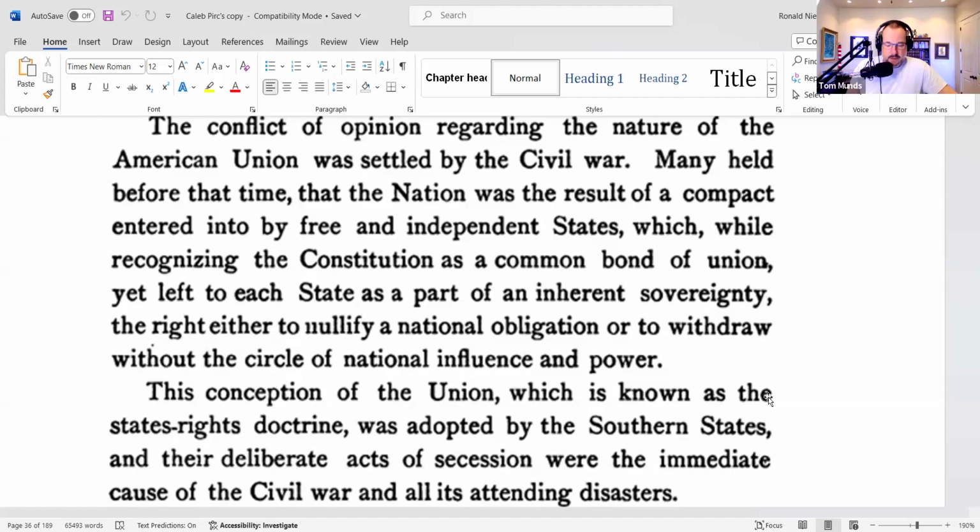No. The compact was the League of Friendship. Oh, the Articles of Confederation. Okay. No, that's not it. The League of Perpetual Friendship was the Confederacy. It was an agreement between the states. It was just a Confederate agreement.